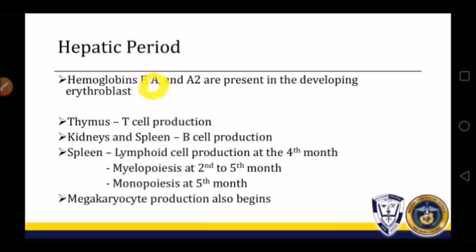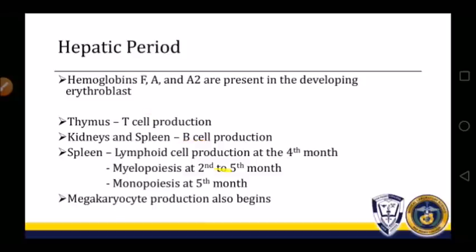maging dominant na hemoglobin. So during the hepatic period, the thymus is also responsible for the production of T cells. The kidneys and the spleen are also capable of producing B cells. The spleen is also developing, and at the 4th month of gestation, the spleen will be capable of lymphoid cell production. So kaya na niya makapaproduce og T or B cells or NK cells.